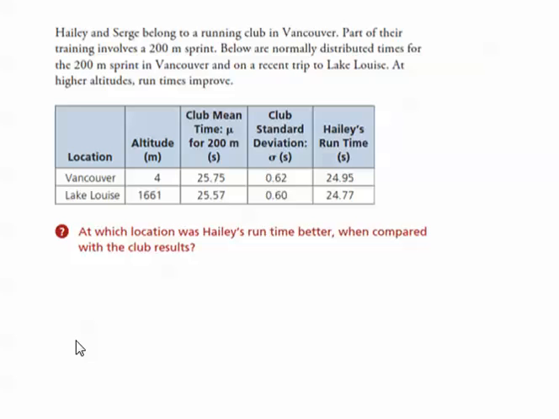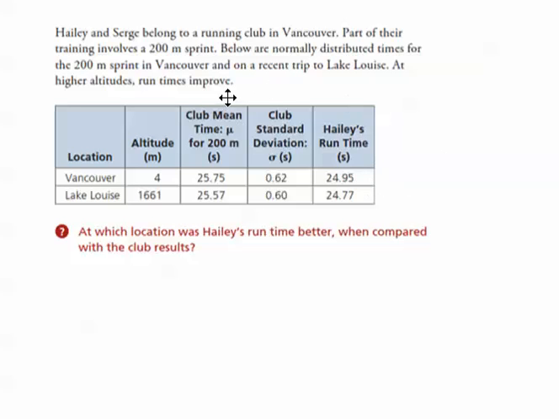In this question, we have Haley and Serge. They belong to a running club in Vancouver, and part of their training involves a 200-meter sprint. I actually just have Haley's information here. This is her 200-meter times. She ran one run in Vancouver and one in Lake Louise.